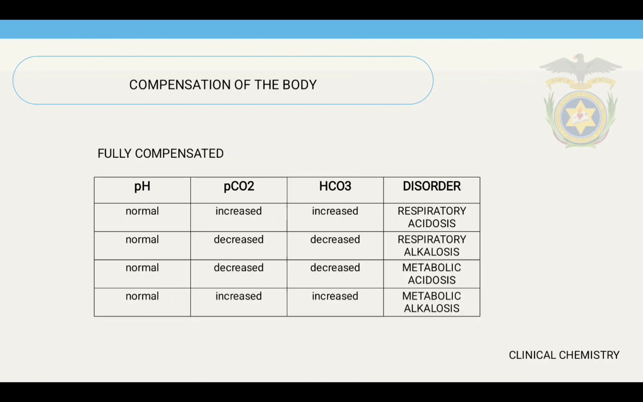Now take a look at the same row. We have respiratory acidosis, where CO2 is increased and the body compensates, so increase in your bicarbonate. But take note of how the pH is now normal. Because of this, we can say that this is a fully compensated respiratory acidosis.